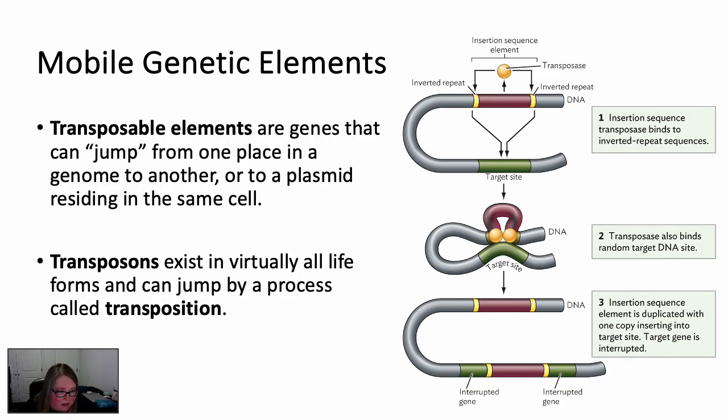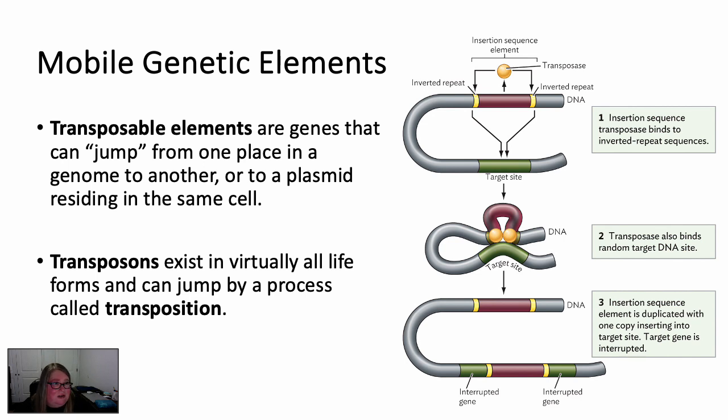So we have one more type of horizontal gene transfer, and we call these mobile genetic elements. Okay, they're what are known as transposable elements or transposons. These are genes that literally can jump from one place in the genome to another, or from the genome to a plasmid residing in the same cell.